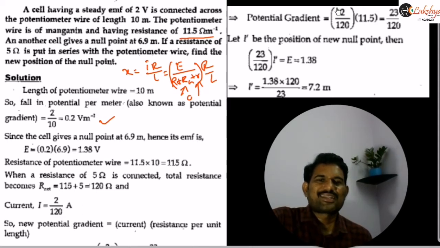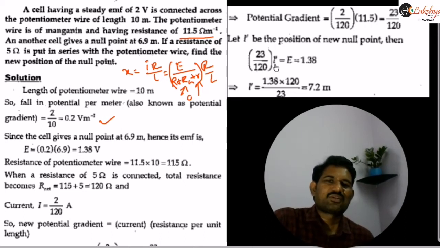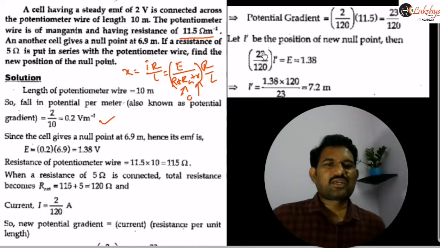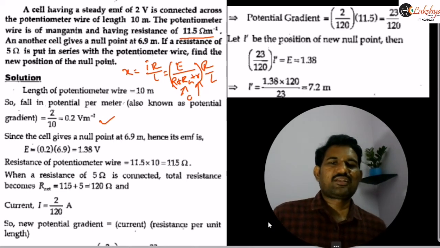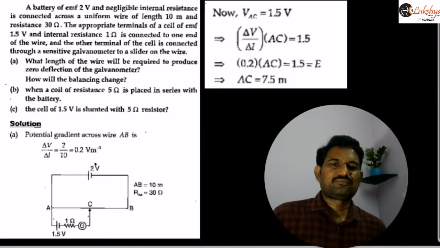Now the potential gradient we are writing here. That means we are calculating this value, the I value we calculated, and R by L value is already 11.5. So we substitute that value, and you will get the potential gradient. Then at the null point, the EMF of the cell must equal the new potential gradient into the new balancing length. The potential gradient is changing here, so from that we can calculate the new balancing length, right?